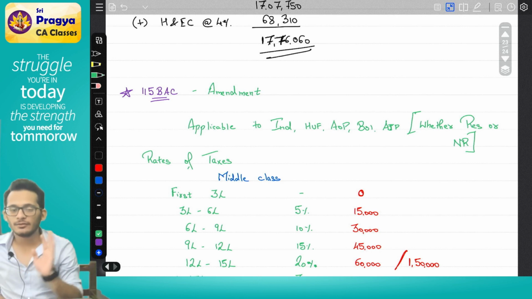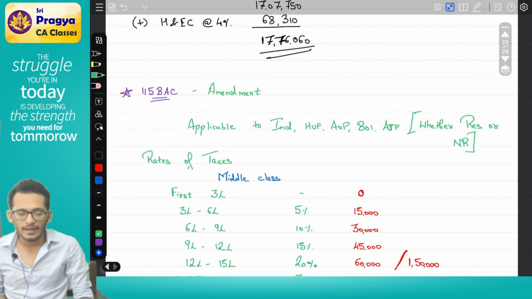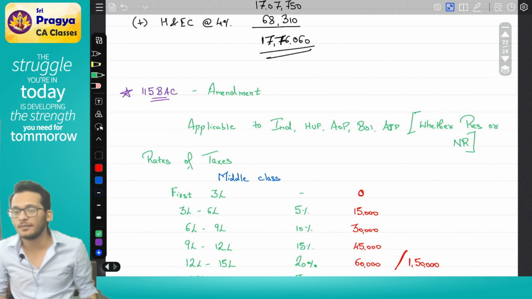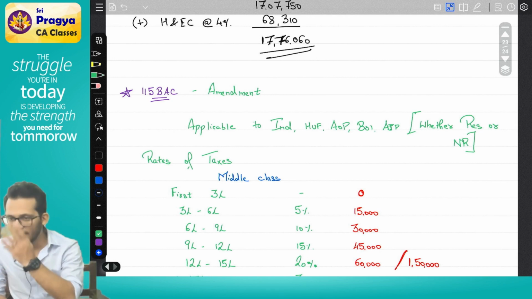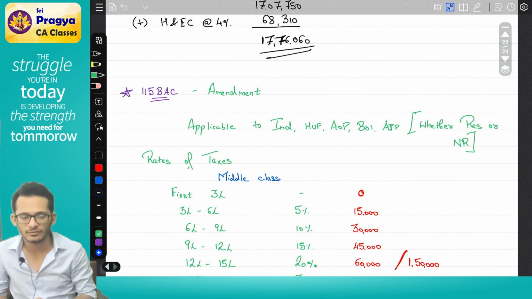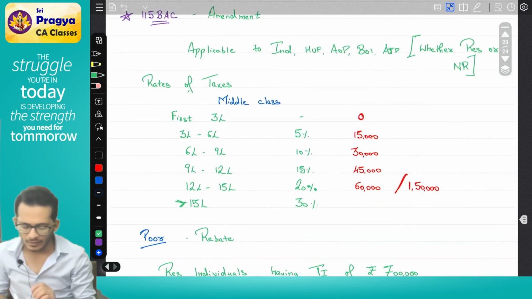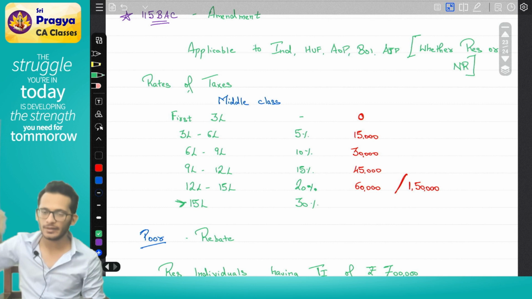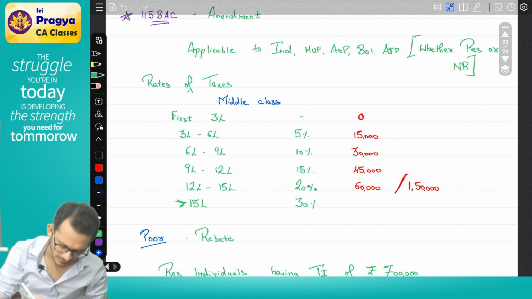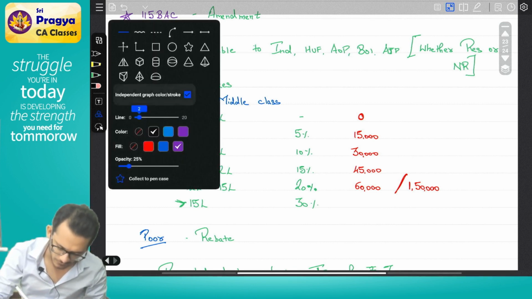Rahul, I am a resident individual aged 80 years. Old regime, my slab will start from 5 lakhs. Here it will start from 3 lakhs, which means there is no age criteria. No matter who you are, this is what your range is. They will not change the range for you. You have to follow the same range.